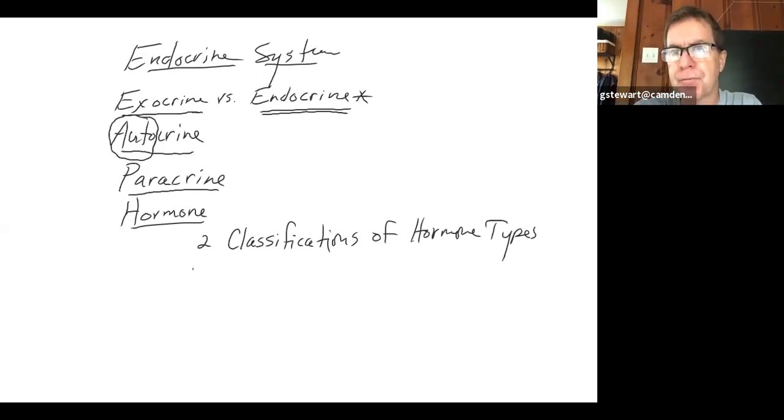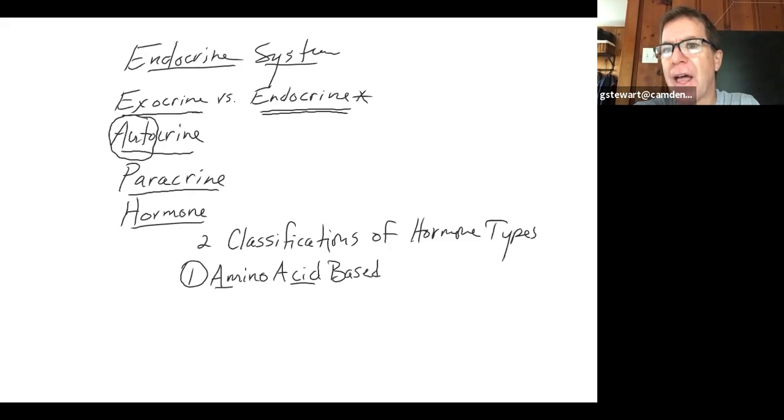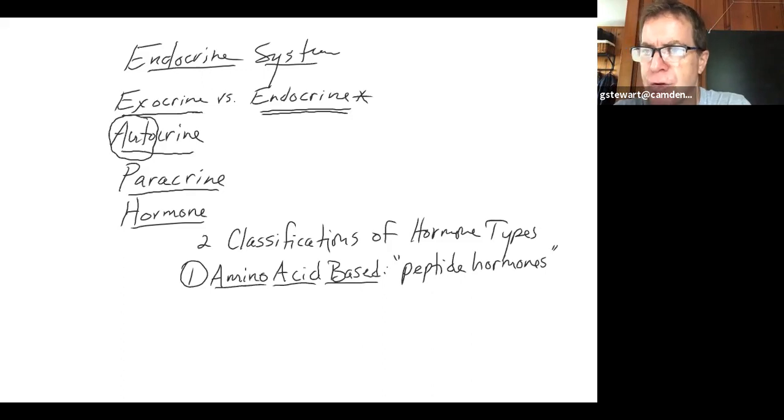The first one are referred to as amino acid based. Just like the name is describing, this class of hormones is made up of amino acids. So that's pretty straightforward and easy. We also call these peptide hormones, if you hear me say or you read peptide hormones, same thing, because a peptide is just a relatively short chain of amino acids.